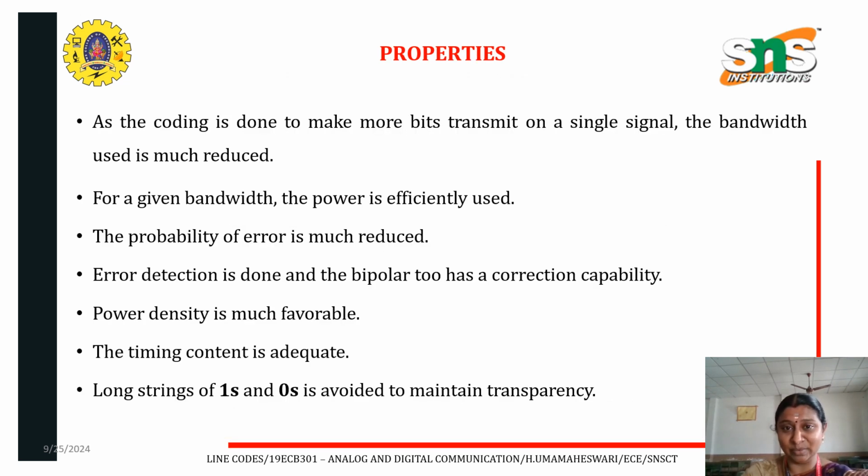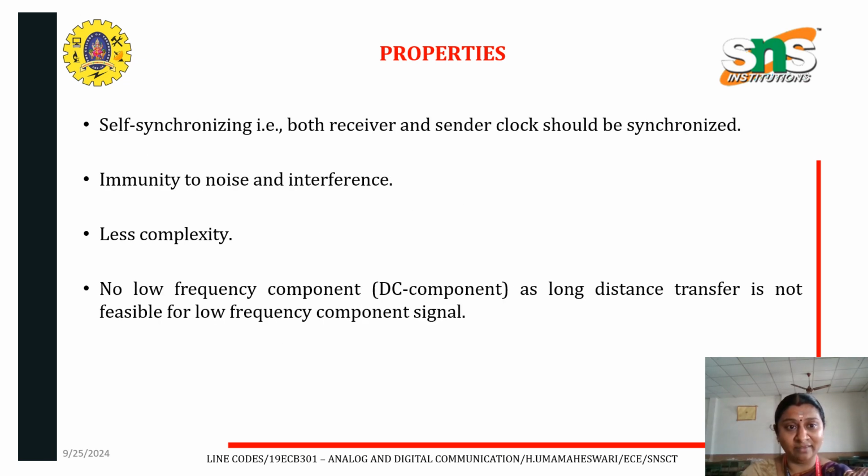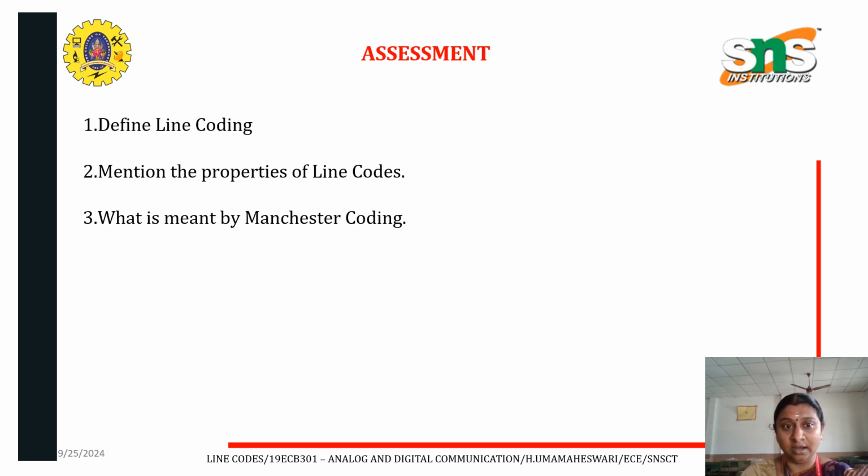These are the various properties of line codes. For a given bandwidth, the power is efficiently used and the timing content is adequate here. Long strings of ones and zeros are avoided to maintain transparency. Then the power density is favorable. Then it is self-synchronizing, that is, both receiver and sender clocks should be synchronized. Then the complexity is less here. Then there is no low frequency component, as long distance transfer is not feasible for a low frequency component signal.